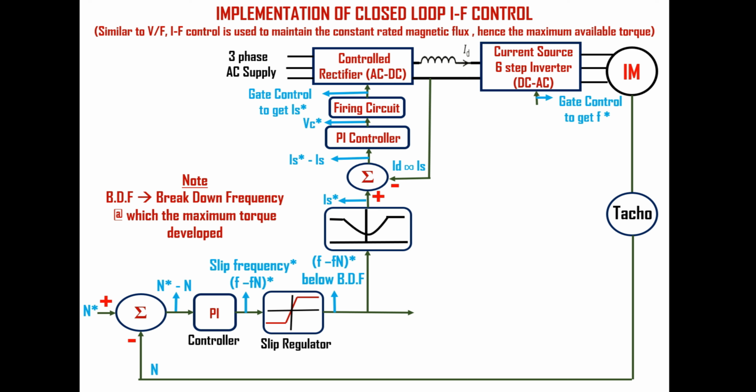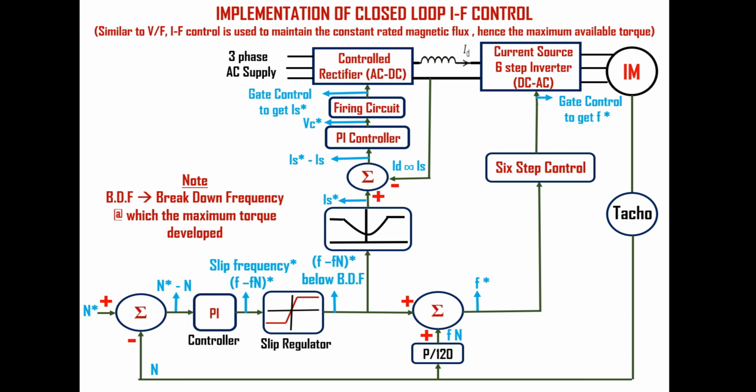At the same time, the slip frequency from the output of the slip regulator will be added to the rotor speed frequency fn, which can be obtained by multiplying P divided by 120 with rotor speed n, where P is equal to the number of poles in the motor. So the output will be the desired frequency f star, because f minus fn plus fn will be equal to f, that is the stator frequency or line frequency. Once we get the desired frequency f star, we can generate the gate control for all the 6 switches in the inverter to get this desired frequency output from the current source inverter using 6-step control as shown here.